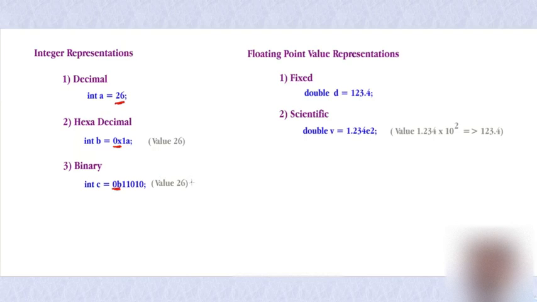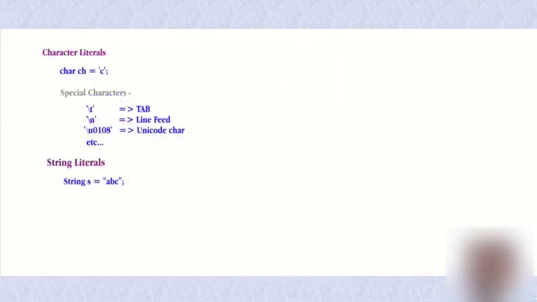For floating point numbers, we can either directly specify a value or we can use scientific notation for that. When we say 1.234E2, it is equivalent to 1.234 times 10 squared. Character literals are enclosed with single quotes. You can also represent special characters with escape sequences: \t for tab character, \n for new line feed, \u for specifying Unicode character. String literals are enclosed within double quotes.